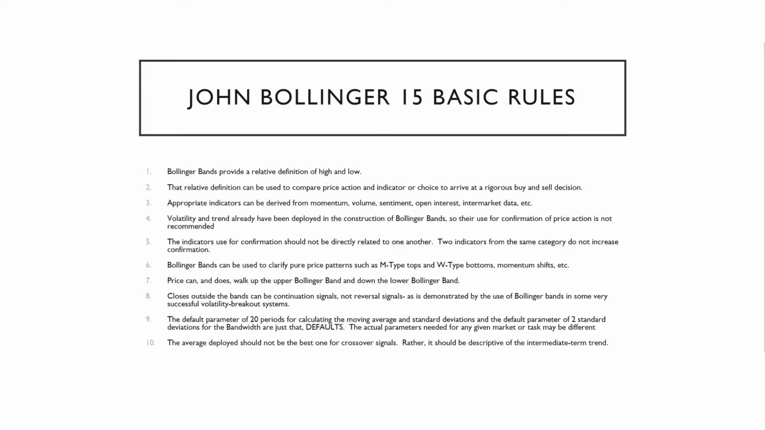Number 6, Bollinger Bands can be used to clarify pure price patterns, such as M-type tops and W-type bottoms, momentum shifts, etc., which is what we just talked about. 7, price can and does walk up the upper Bollinger Band and down the lower Bollinger Band, which we just demonstrated. 8, closes outside the bands can be continuation signals, not reversal signals, as is demonstrated by the use of Bollinger Bands in some very successful volatility breakout systems.